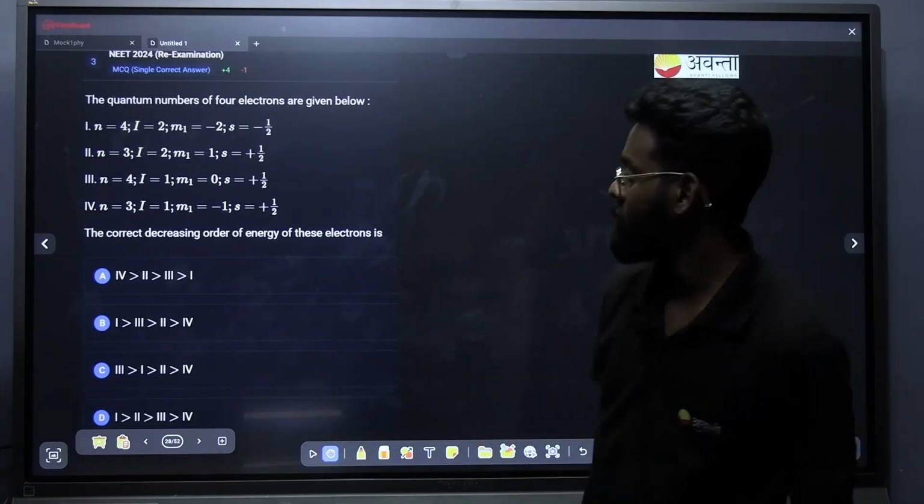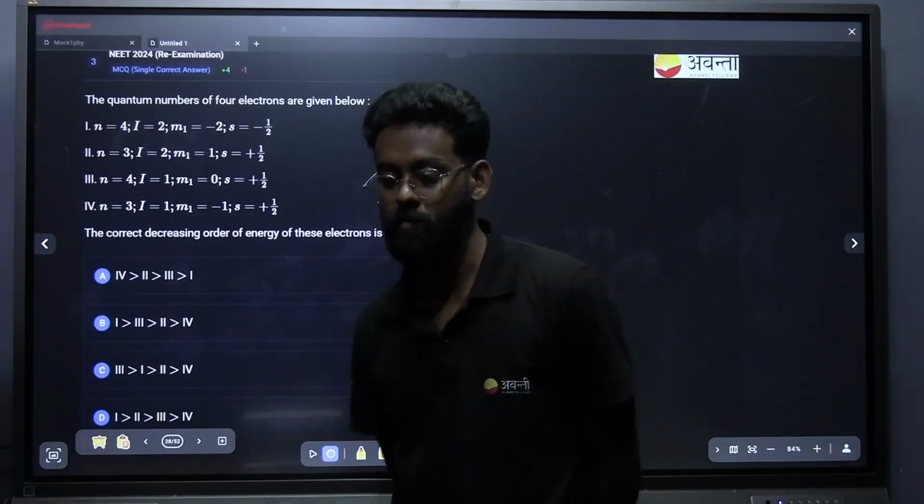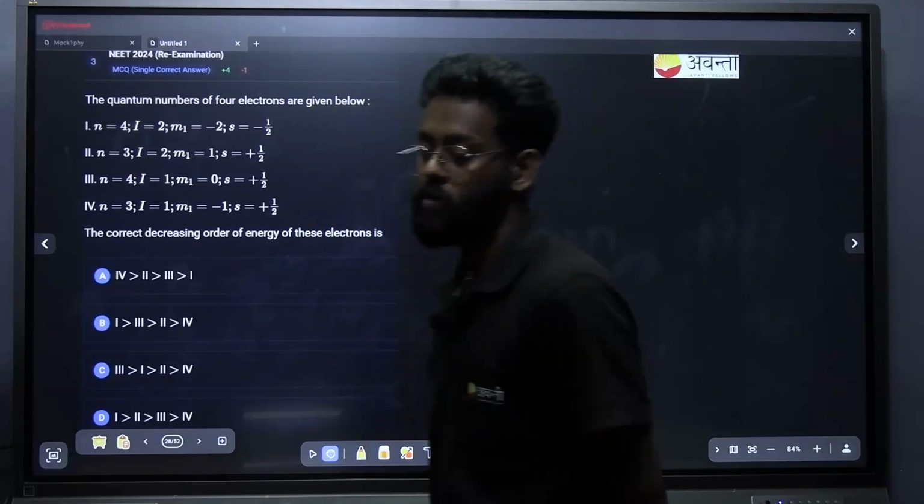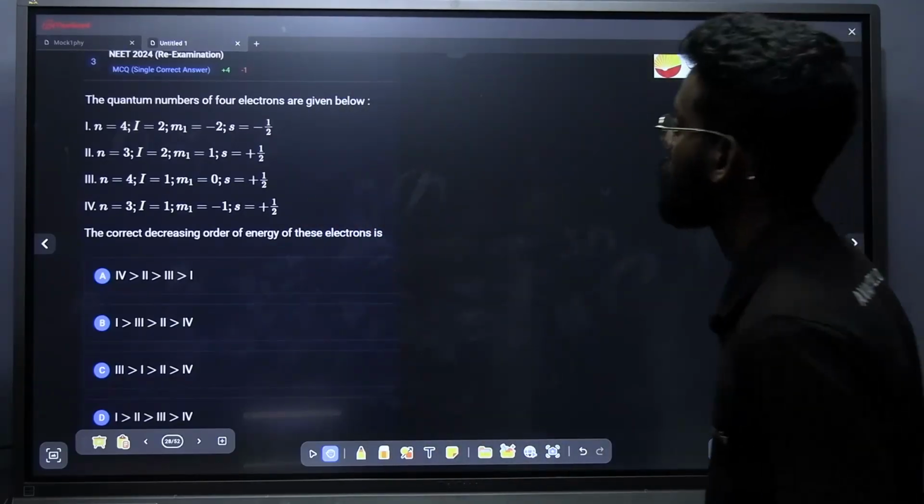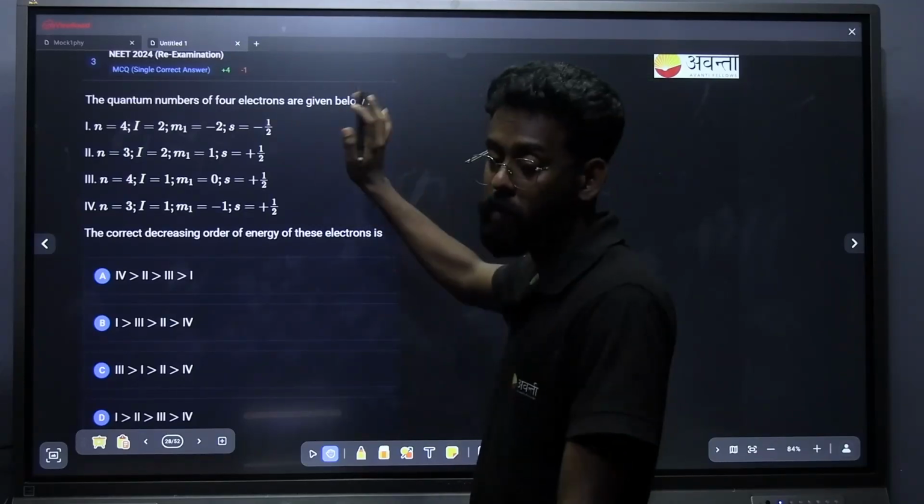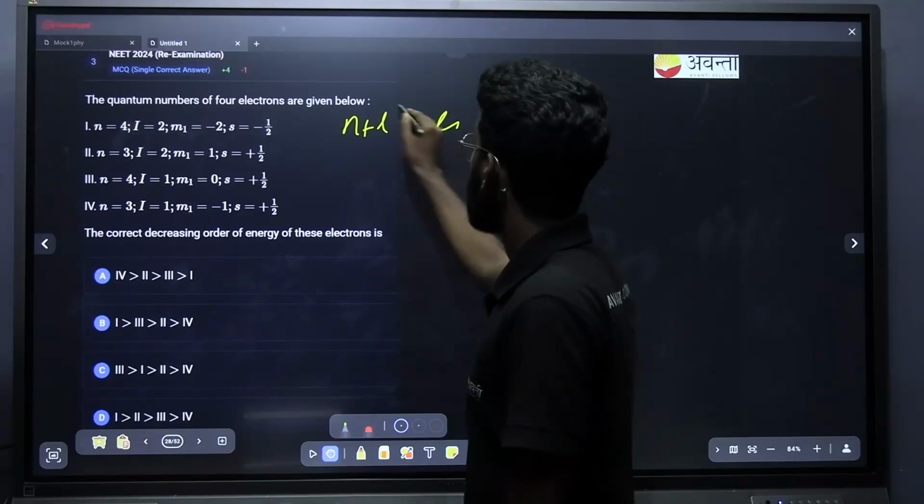Option B. Okay, Prathamesh is saying option B. Any other option? Okay, Hanuman Gaunda is also saying option B. We can see whether option B is correct or wrong. What we have to do here? Which formula we have to use? Aufbau principle. N plus L rule.